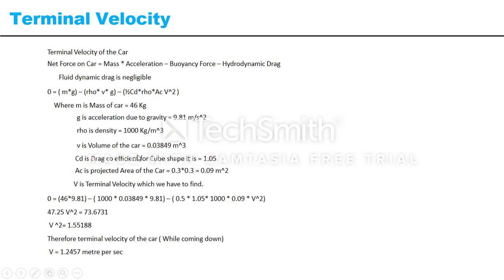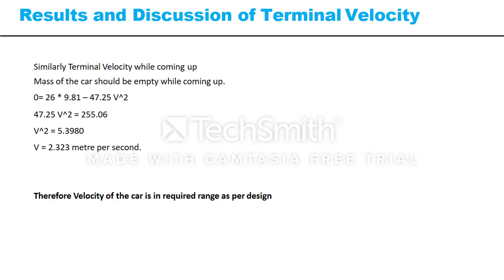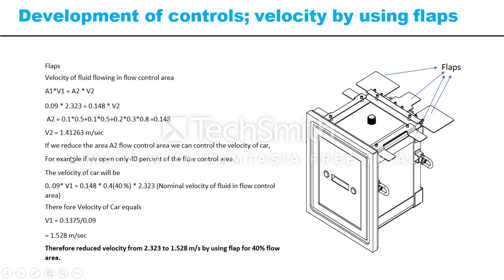We have calculated the terminal velocity, which comes to 1.2 meters per second, exactly within the permissible range. In conventional elevators, the velocity is around 1 to 1.5 meters per second. We can control this velocity using the flaps and so on. I'll just show you that. While going upwards, the velocity is 2.323 meters per second.